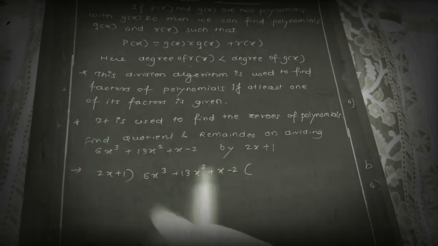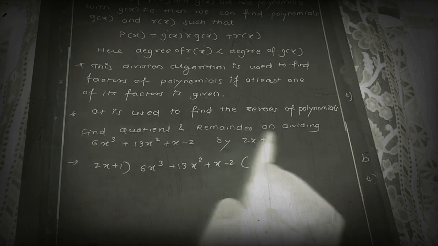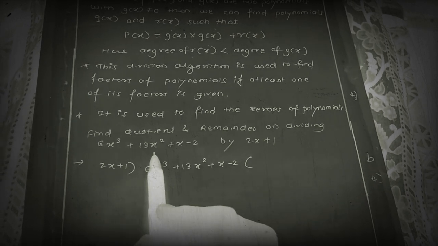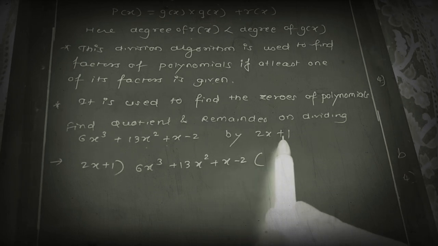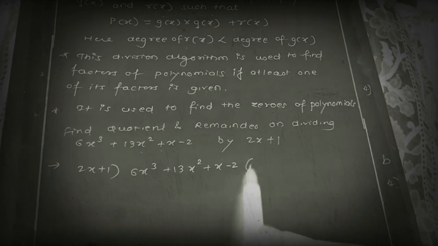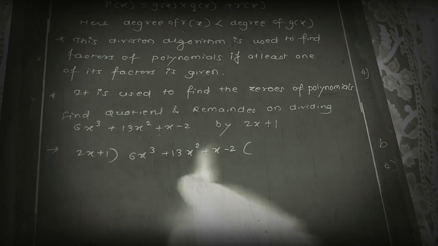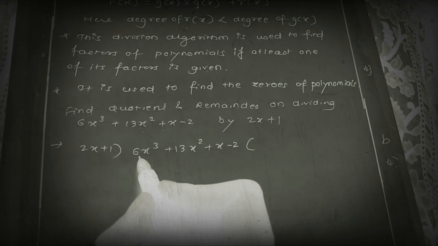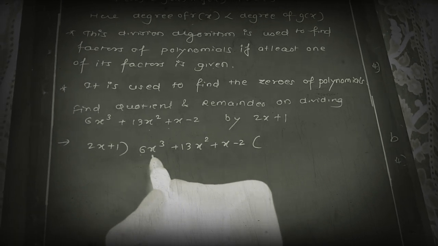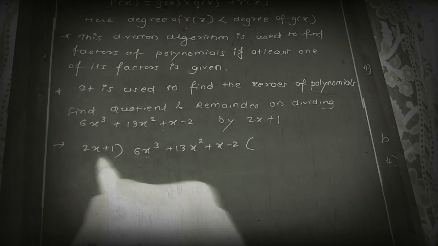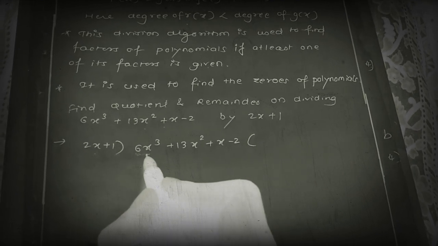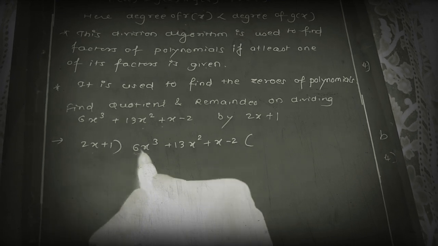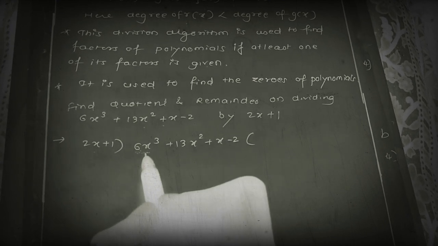So let us start. Find the quotient and remainder on dividing 6x cube plus 13x square plus x minus 2 by 2x plus 1. I have done the arrangement here. Let us start. Remember, in usual division also, we try to eliminate the first term using the divisor. So here, focus on the first term of the divisor and the first term of the dividend.